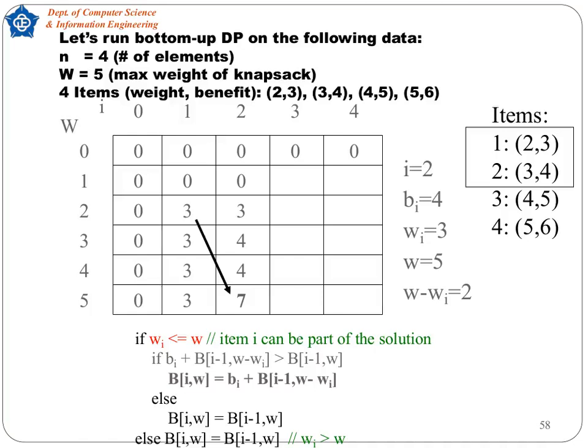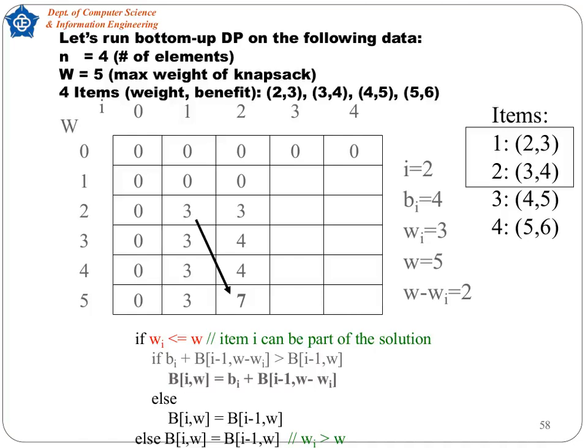Now, at i equals 2, the second item with weight 3 and benefit 4, and w equals 5, we compare two choices. Excluding item 2 leaves us with B[1][5] equals 3. Including item 2 consumes weight 3, so we add its benefit 4 to B[1][5 minus 3] equals B[1][2] equals 3, giving us 4 plus 3 equals 7. Since 7 is greater than 3, we record B[2][5] equals 7.